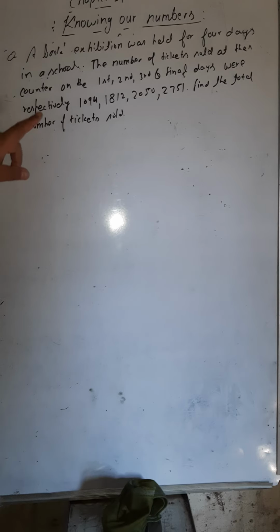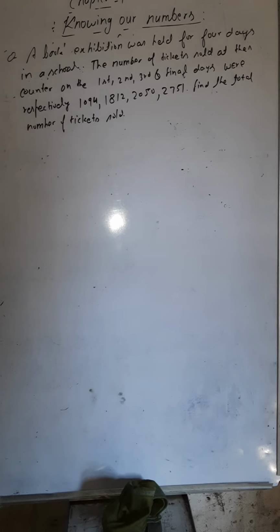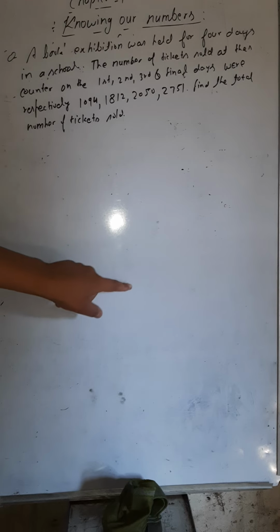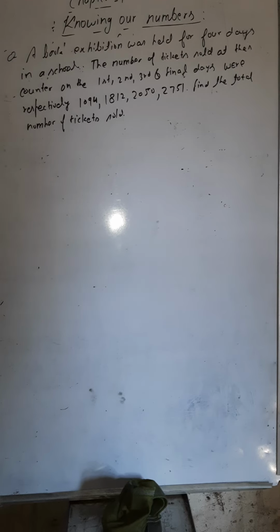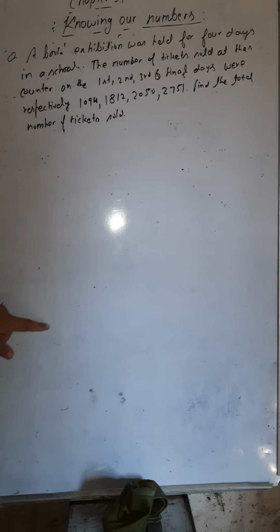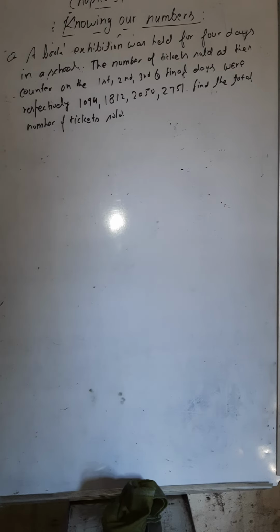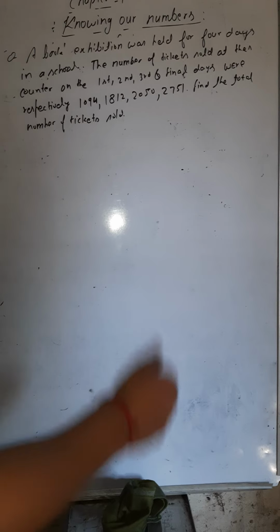Method how will you write? You write tickets sold on the first day is equal to this much. Then tickets sold on the second day is equal to this much. Then tickets sold on the third day is equal to this much. Tickets sold on the fourth day is equal to this much. At the last, therefore tickets sold on all 4 days. Or you can write therefore total number of tickets sold is equal to, you add all these, whatever you will get, that will be your answer. Getting now? Good.